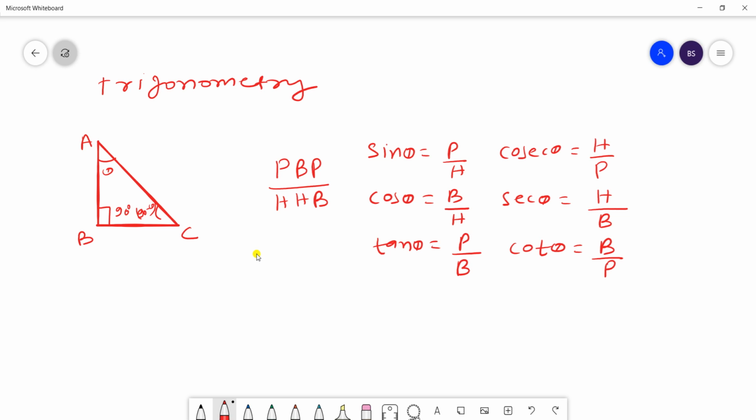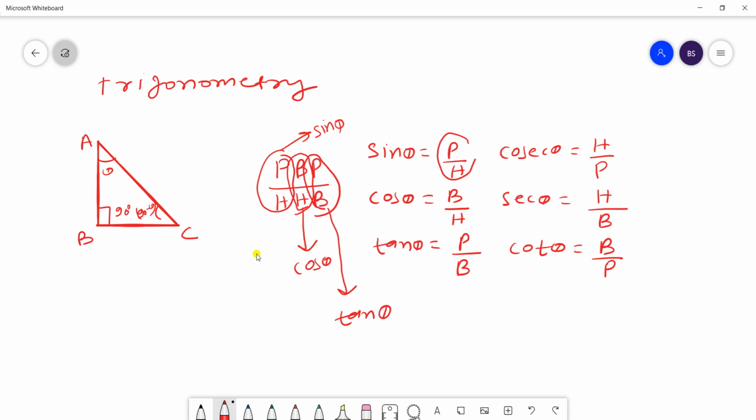Cot theta is equal to base by perpendicular. So this is the same thing. See, this is P by H, so for sin theta I will use P by H. For cos theta, I will use B by H, and for P by B I will use tan theta. Just the opposite of this is cosec theta, like the opposite of sin is cosec.